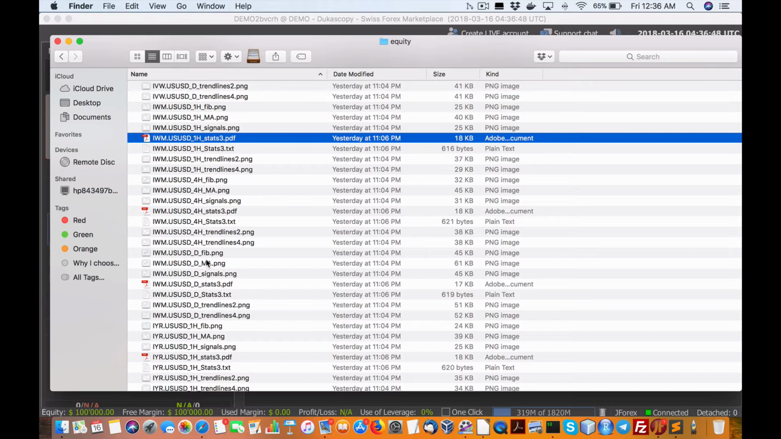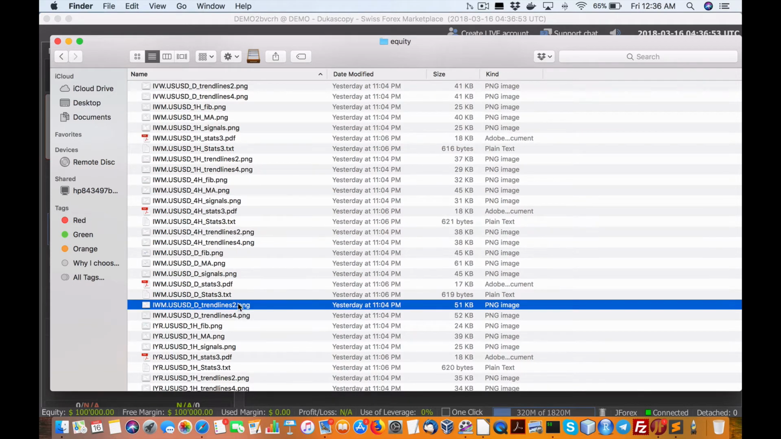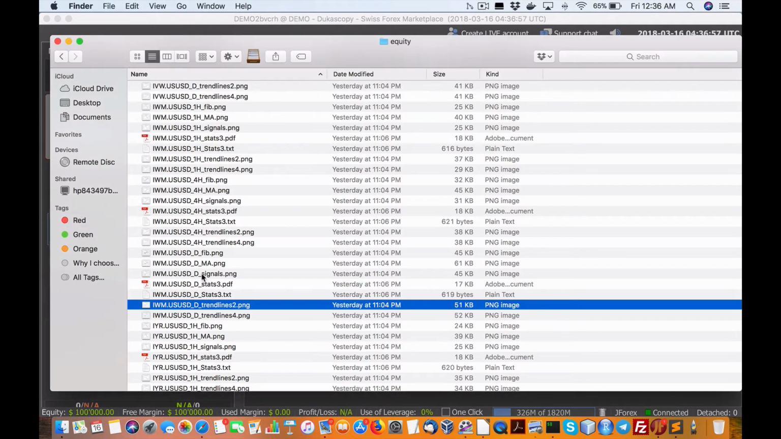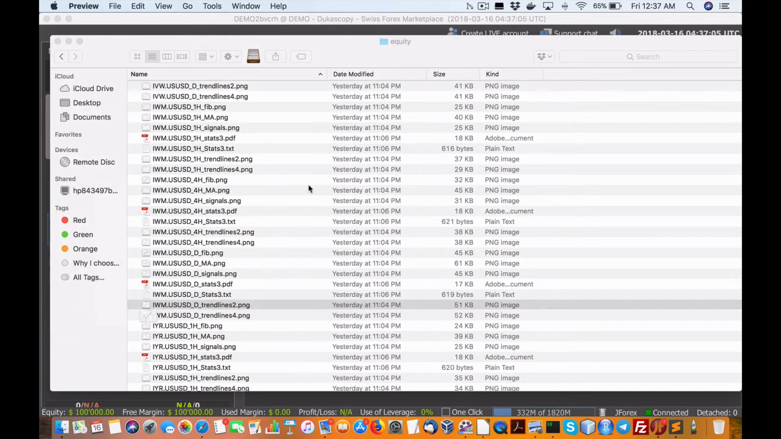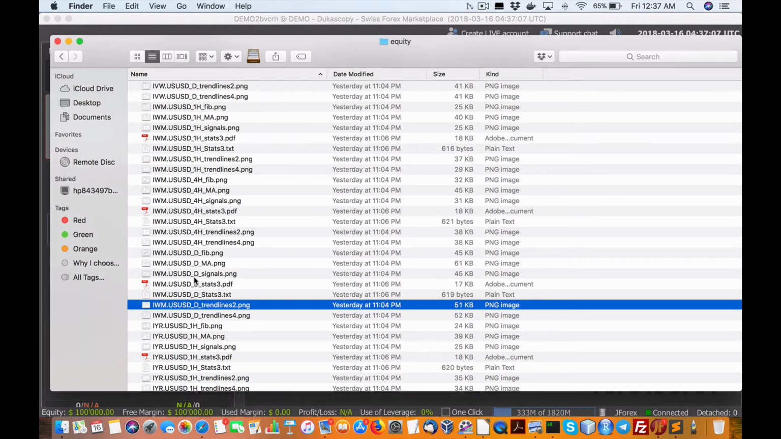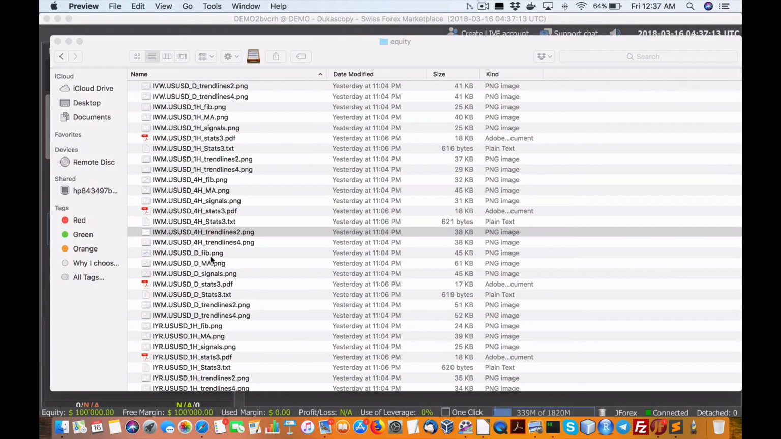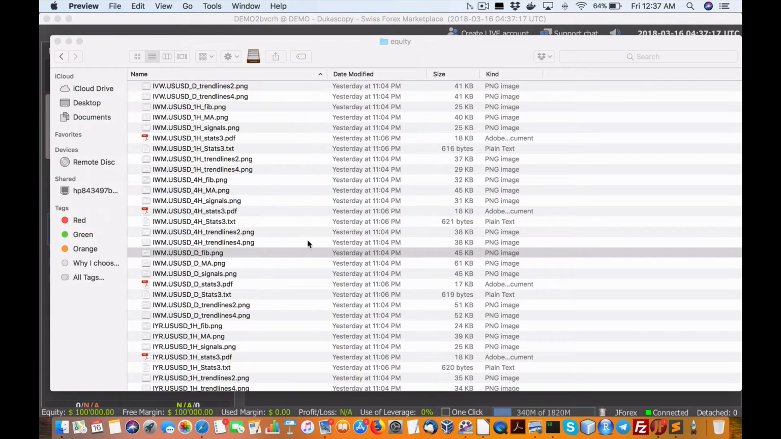IWM daily. Oops. No, that was the one we wanted. Wow, that's a very strong trend, and it's approaching the support. Let's see what's happening in the... It's coming off a little bit. Again, I bet you, let's look at the... Again, a lot of these are overvalued.